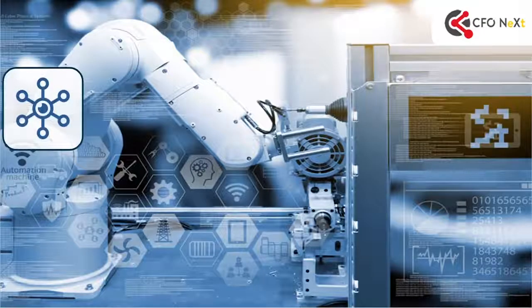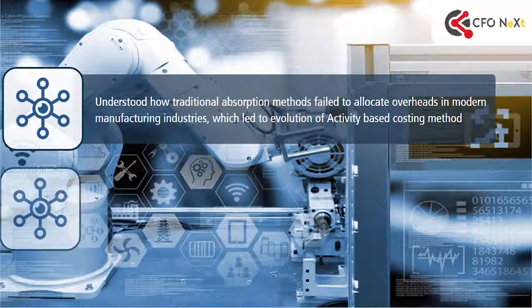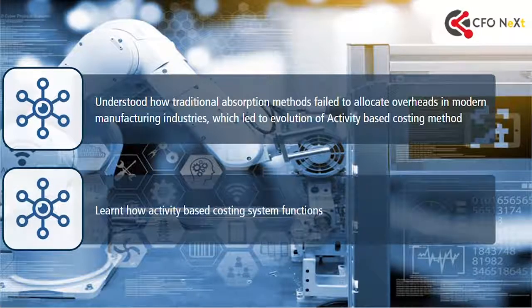In this video, we understood how the traditional absorption costing methods failed to allocate overheads in modern manufacturing industries, which led to the evolution of the activity-based costing method. We also learned how the activity-based costing system functions.